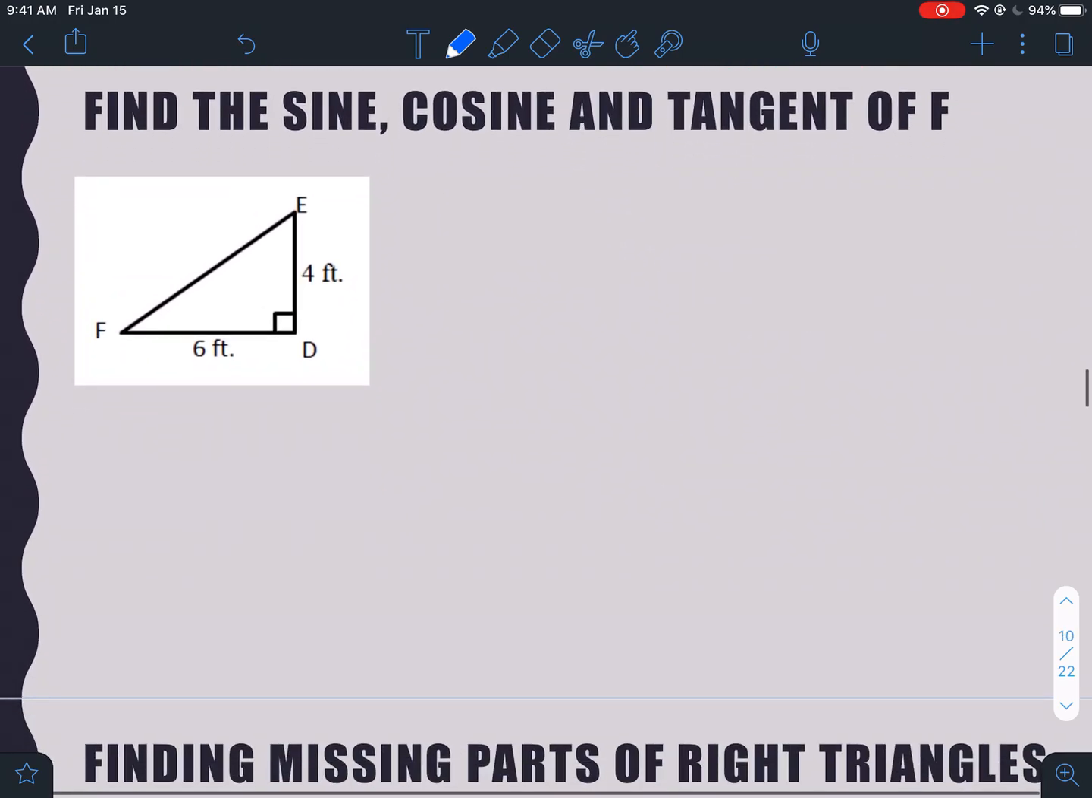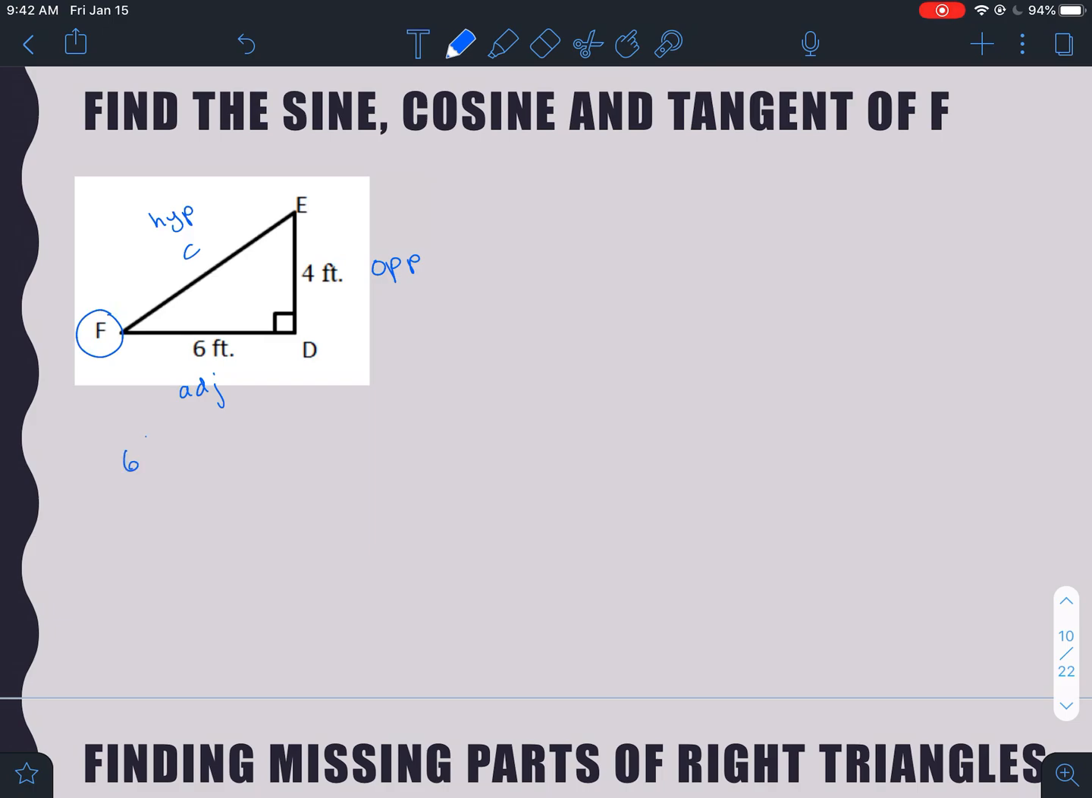All right, why don't you guys pause the video and find the 3 trig ratios for angle F. All right, first step, circle the angle, label your sides. 4 would be the opposite. The missing side's the hypotenuse, and then 6 feet would be the adjacent. So let's find the hypotenuse, so we'll find C.